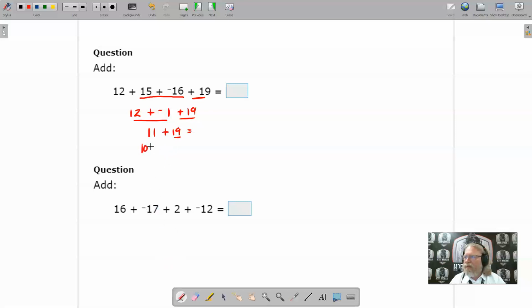Again, I'm going to think of this as 10 plus 1. The 11 is 10 plus 1. 19 plus 10 is 29. Plus 1 more is going to be 30. So my final solution is 30.